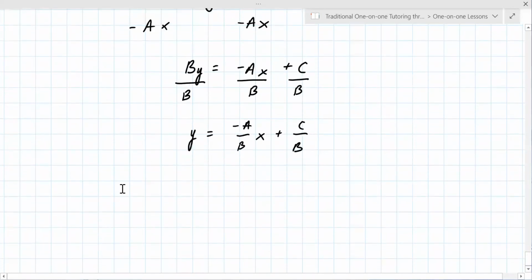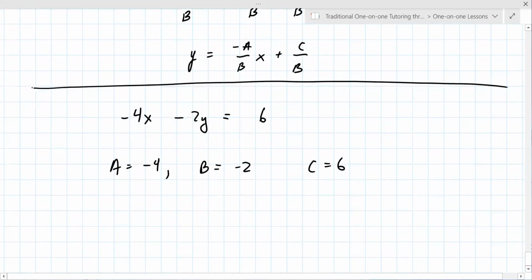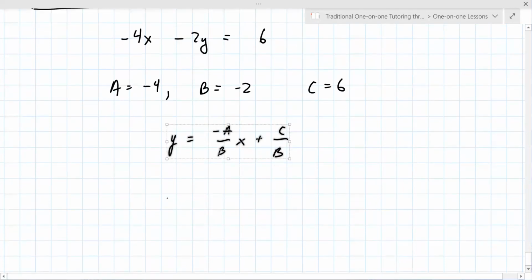Okay, so here's our problem. A is the number in front of x, B is the number in front of y, and C is the other number, 6. Okay, so now if I use this equation, which some students do actually memorize, I don't know if I think it's a good idea, but I just wanted you to see this.